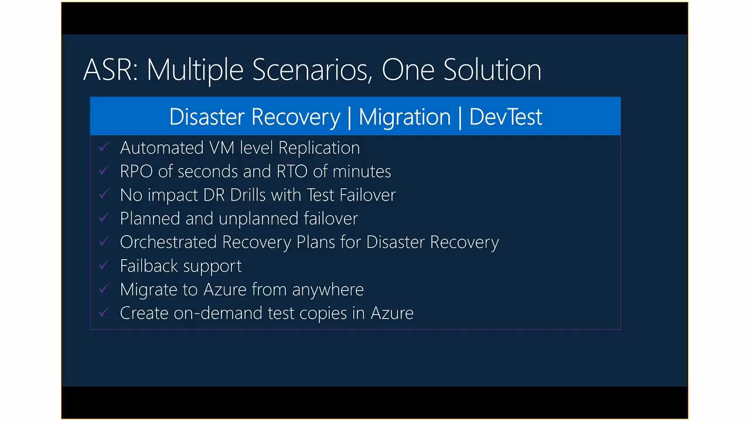In a planned scenario, we cleanly shut down all resources. We replicate all consistent data, so there's zero data loss in that scenario. And then we bring them back online from that last consistent snapshot.